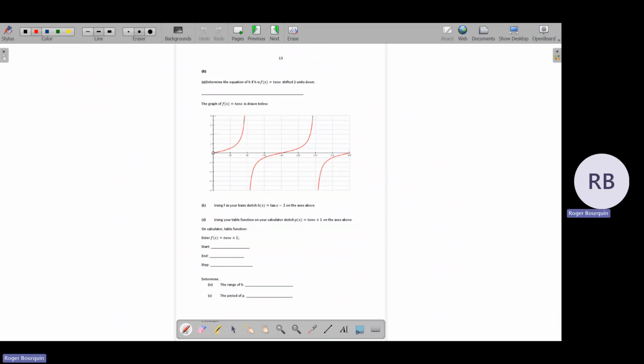So, vertical shifts are the same. This is not difficult stuff. Now you've got the graph of tan x, and they say what will be the equation? It's just 2 units down. They say give it the name H. So to determine the equation of H from page 13, if f of x is tan x, it's just 2 units down.